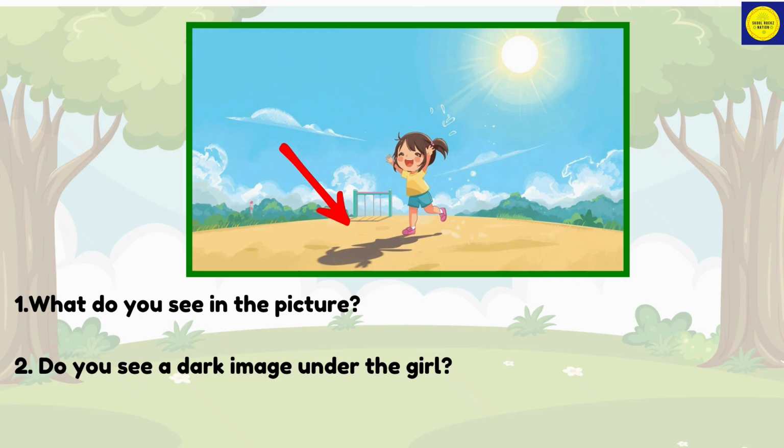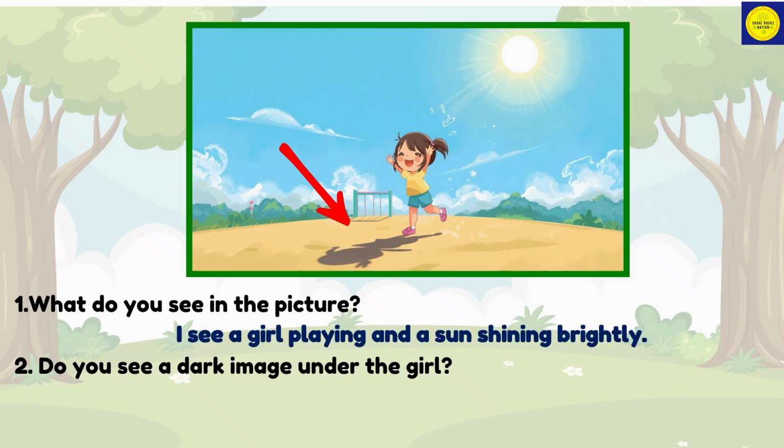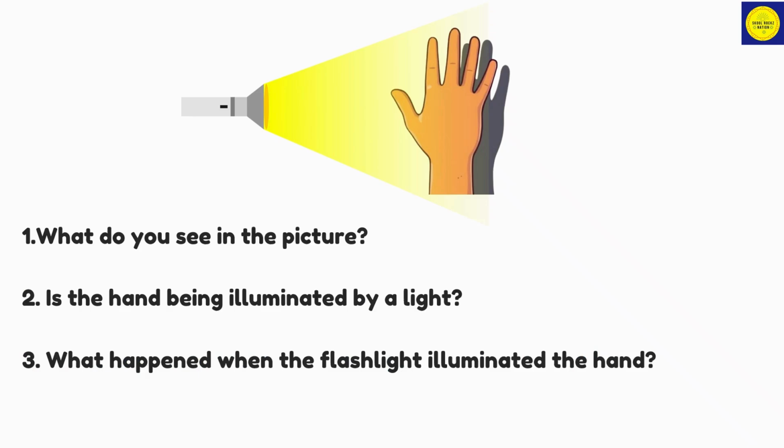What do you see in the picture? I see a girl playing and a sun shining brightly. Do you see a dark image under the girl? Yes.